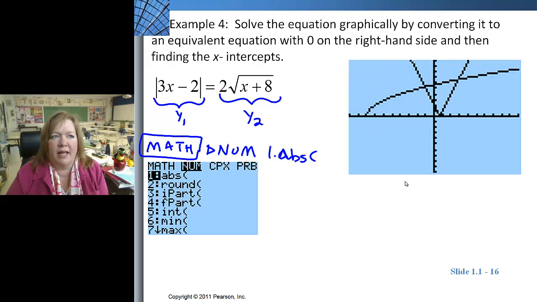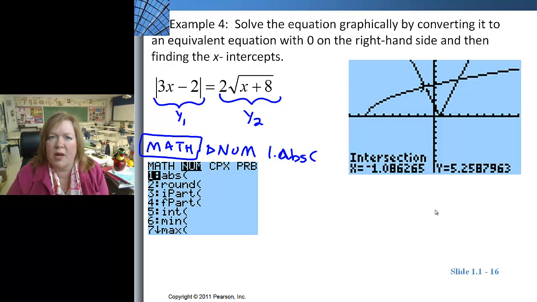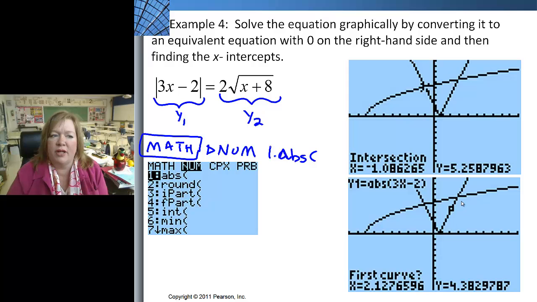I'm going to go ahead and hit graph, and there I can see I have 2 intersections, here and here. So one negative, one positive. I'm going to go through and do that second, trace button, calculate number 5. Enter, enter, enter, making sure I'm closer to this guy. It gives me negative 1.08, there's 1. And then I do the same thing on this side. First curve, and then I hit enter, enter, enter. It gives me the second intersection, which is 2.86.